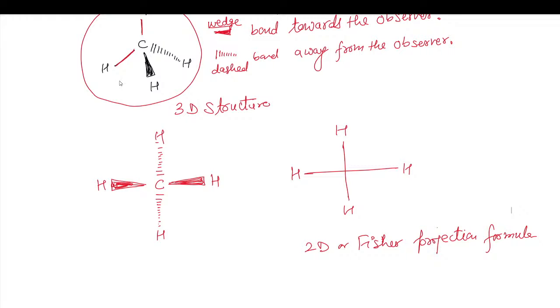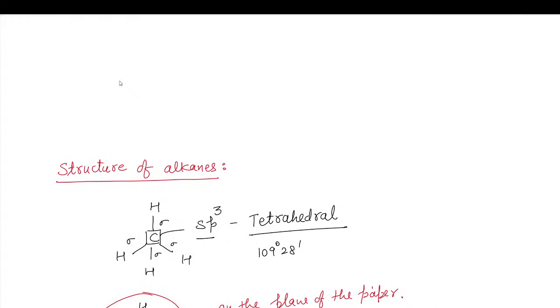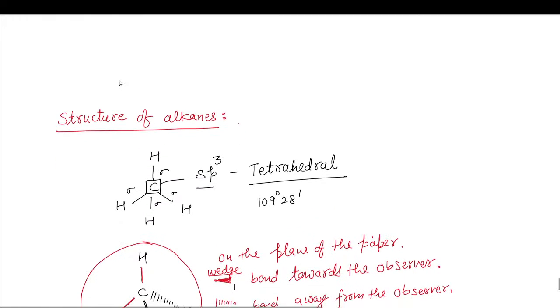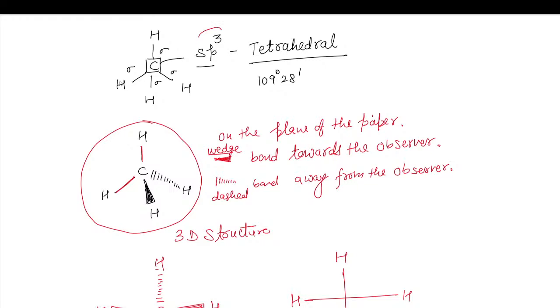I have just drawn the structures of alkane. In alkanes, carbon forms four sigma bonds. As carbon forms four sigma bonds, it is sp3 hybridized and has a tetrahedral arrangement. The shape is tetrahedral, and the angle is almost 109 degrees, 28 minutes. This is the 3D arrangement.